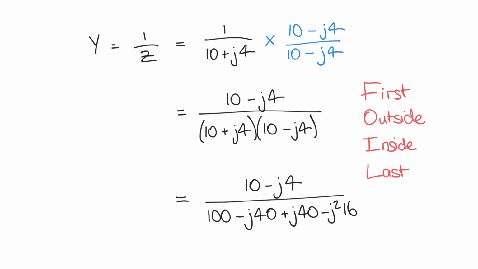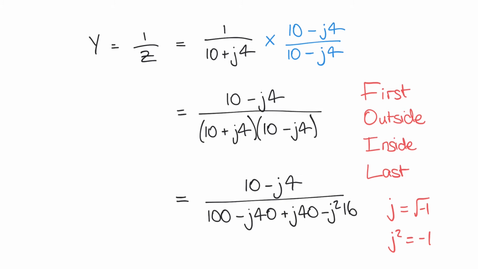Recall the identity. I'll make a note at the side here. The definition of j is that it's the square root of minus 1. And so j squared is going to be minus 1. And so notice we have minus j squared. So minus j squared is minus minus 1, in other words, plus 1. And when we multiply something by plus 1, it doesn't change. So we just have plus 16 here, rather than minus j squared 16.